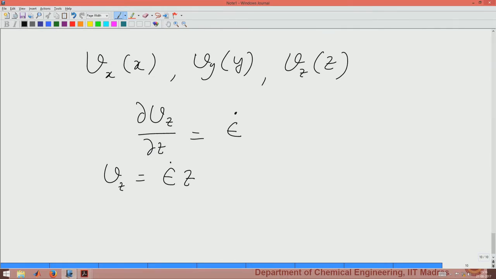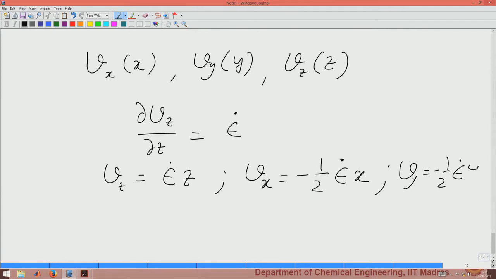What about Vx and Vy? They will be negative. Vx will be minus half epsilon dot x, and Vy will be minus half epsilon dot y. This implies that at the center of the cuboid the velocities are all 0: at x equal to 0, Vx is not there; at y equal to 0, velocity is not there; and z also, velocity is not 0.